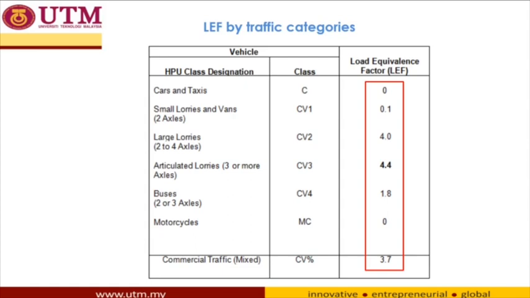This table shows us the load equivalency factor for various traffic categories. As you can see from the table, the LEF for cars, taxis, and motorcycles is 0. That shows us that this vehicle class gives less impact to the pavement surface. Therefore, this class of vehicles is not considered for the design. Others, CV1, CV2, CV3 and CV4, are considered in the design. For example, small lorries and vans, large lorries and buses.